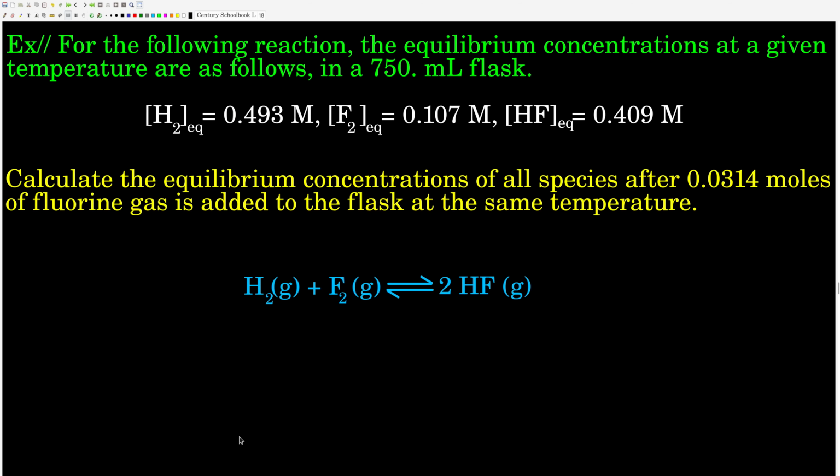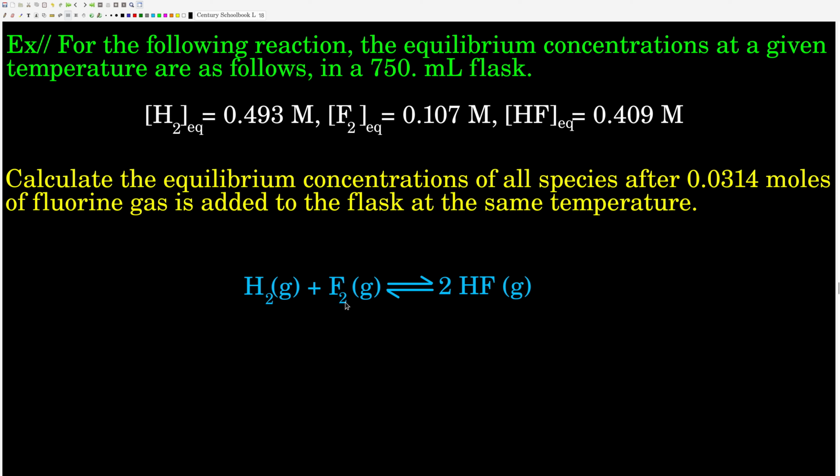All right. Another example. We're given a reaction down here. And we're given the equilibrium concentrations. So now, instead of being the initial concentrations, we know how much of everything there is at equilibrium. What happens is, we start out with this stuff in there. This is how much of everything we have. It's at equilibrium. And then we add 0.0314 moles of fluorine gas, this stuff right here, to the flask. So now it's not at equilibrium anymore, right? So it's going to shift, and we want to find the new concentrations at equilibrium.